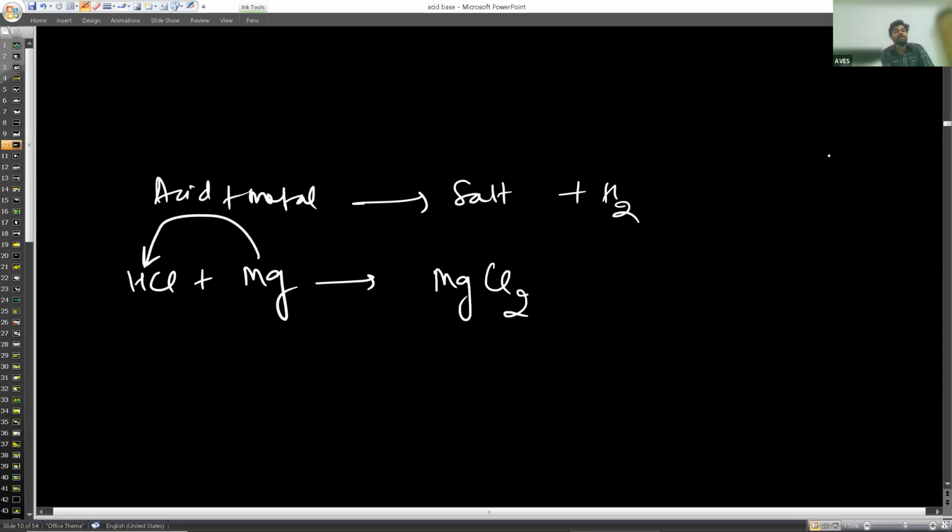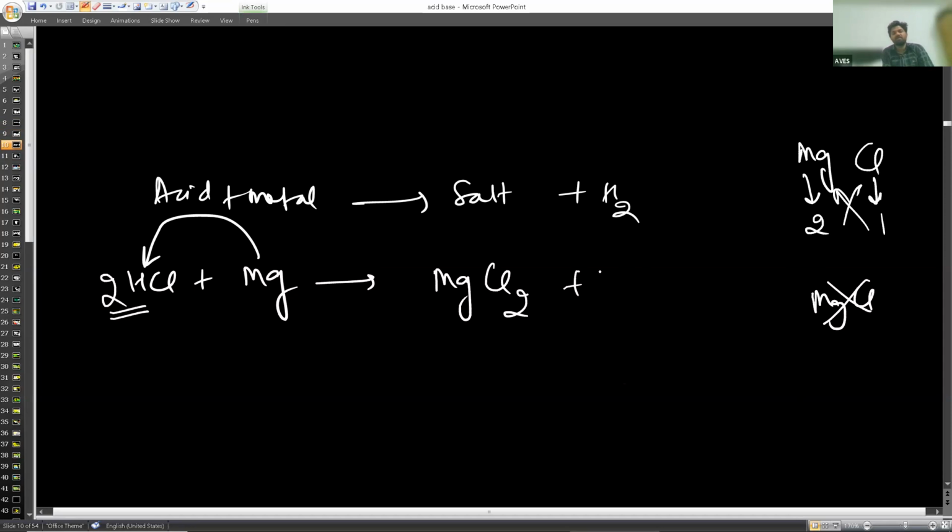Why? You have to write the formula according to the valency chart. Magnesium has valency 2 and chloride has 1. So that would be MgCl2. If you write it like MgCl, it will be incorrect. And then you will have 2 hydrogen atoms, which combine together to form H2. So in this case, the metals which are above hydrogen are more reactive than hydrogen. Simple. Those metals that are placed above hydrogen are more reactive than hydrogen, so they can easily react with the acid.